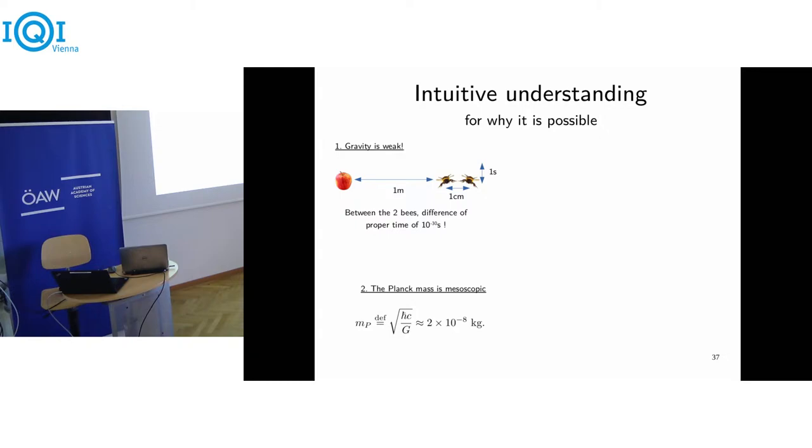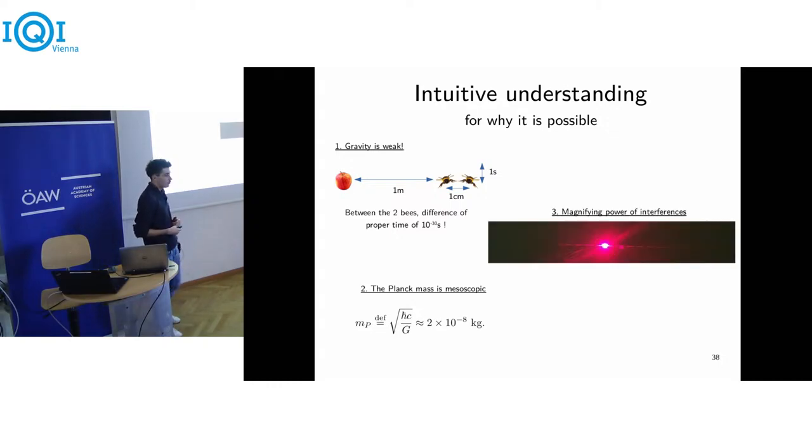Another argument is that the Planck mass is mesoscopic, and that's the same argument to understand the gravity-mediated entanglement experiments. Because in our setup, we are using a quantum mass which is close to the Planck mass. And the Planck mass, precisely for the dimensional reason that it involves both G and h bar, is bringing quantum into the gravitational realm.